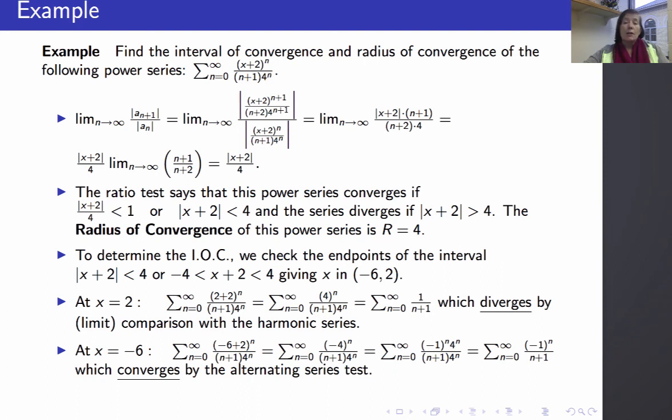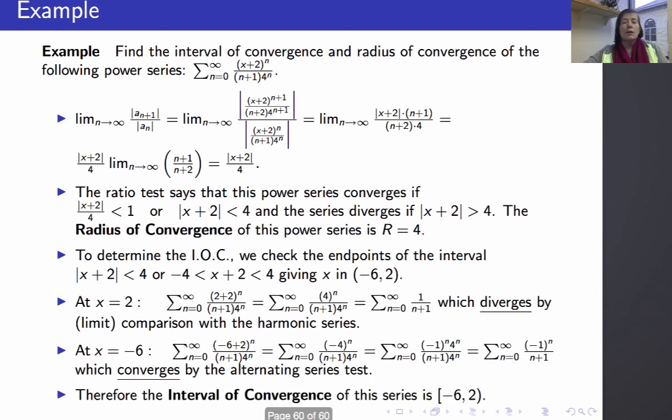The positive part of the terms goes to 0 as n goes to infinity, and the positive part of the terms is decreasing as n increases. So therefore our interval of convergence is the interval from -6 to 2, including -6 but not including 2.